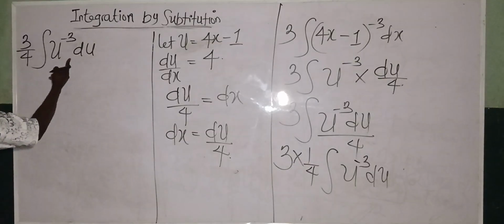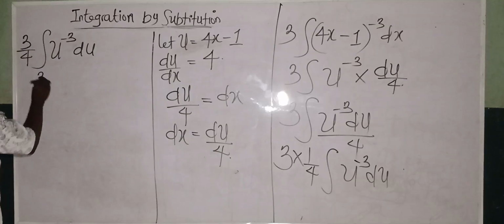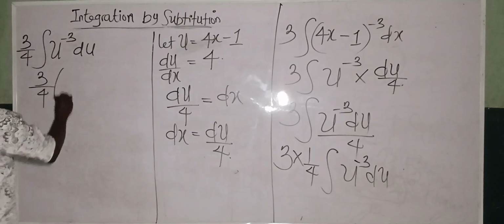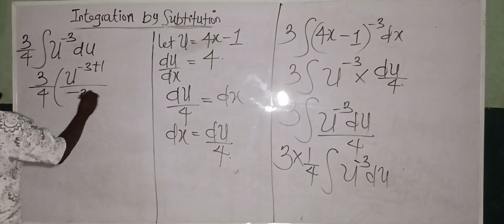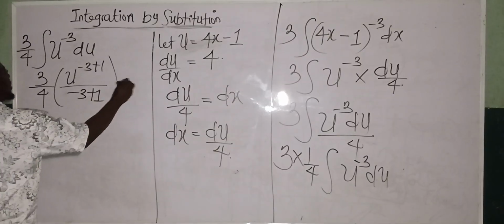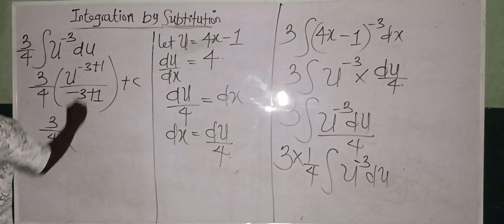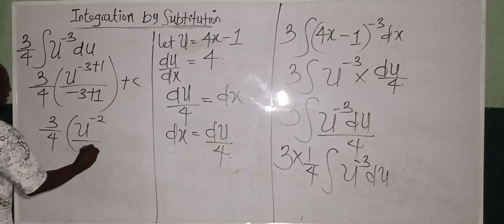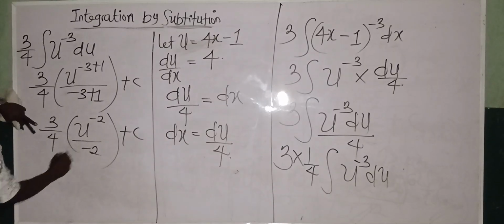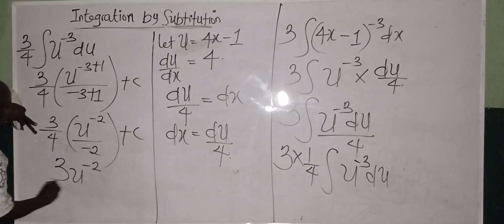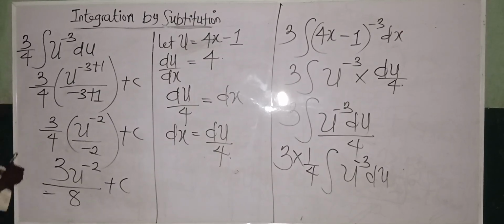So now let's integrate. If I'm integrating now, du and the integral sign goes away. So I have 3 over 4 into bracket. So this becomes plus 1. When you are integrating, you are putting plus 1. Don't forget that. So all of this one plus c. So I have that 3 over 4 will give us u raised to the power of minus 2, and this one is minus 2 here, plus c. Now, if I open the bracket, I'll have this value all over minus 8, then plus c.